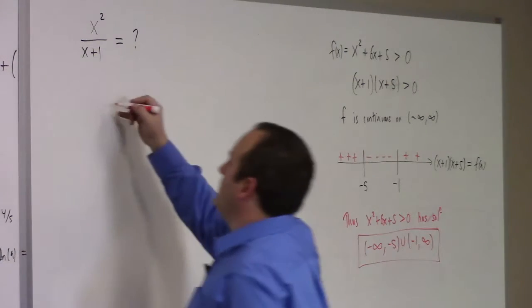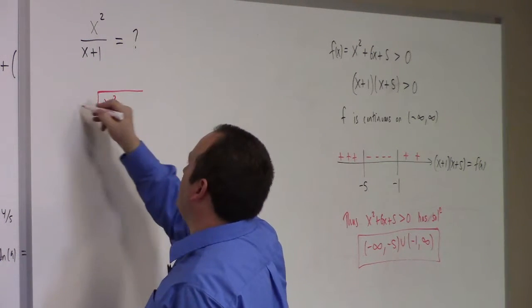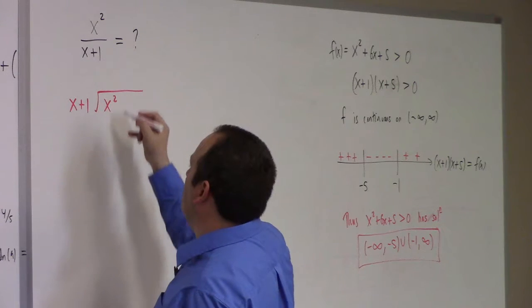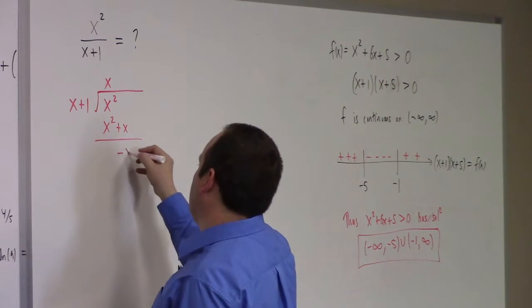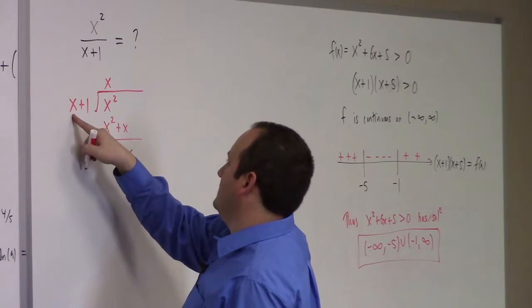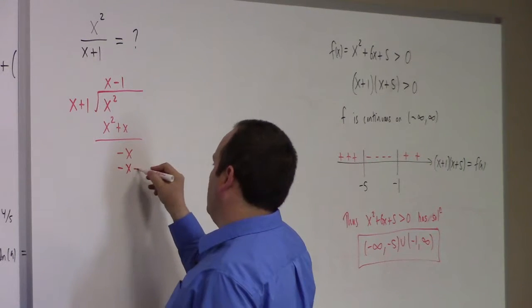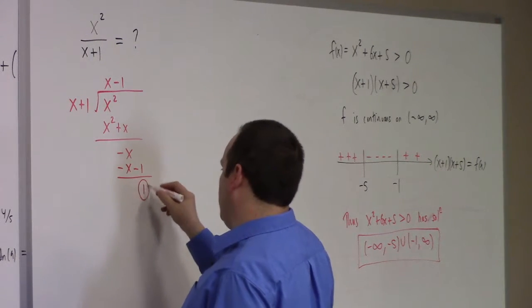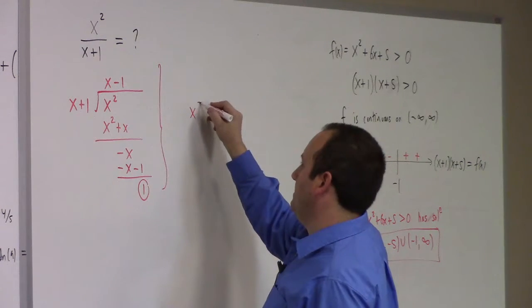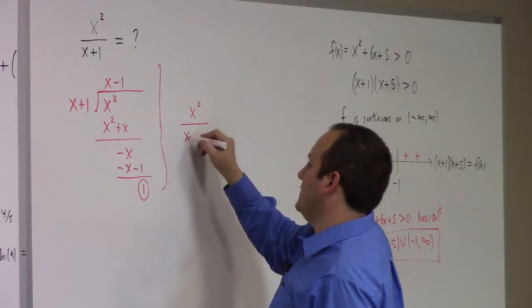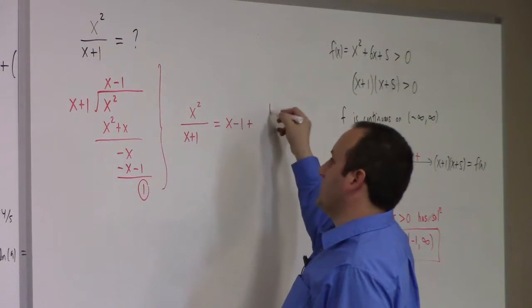Let's see here. I'm dividing x plus 1 into x squared, right? So x, subtract, I get minus x. So how do I get minus x from this? Minus 1. All right. And so we have a remainder of 1. What this tells me is that x squared divided by x plus 1 is equal to x minus 1 plus 1 over x plus 1.